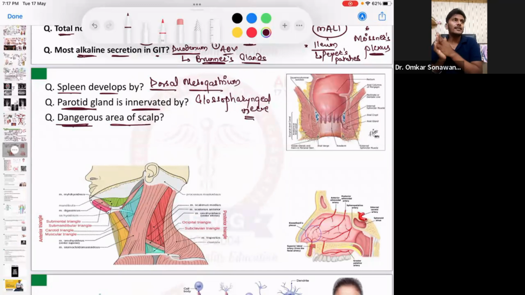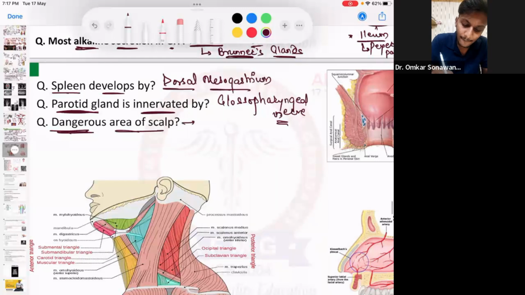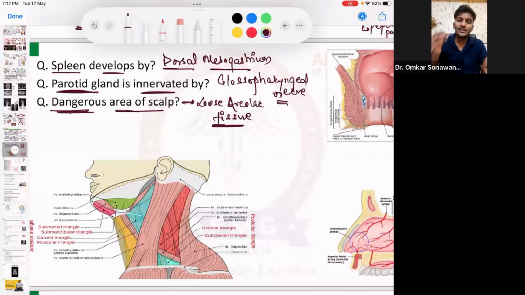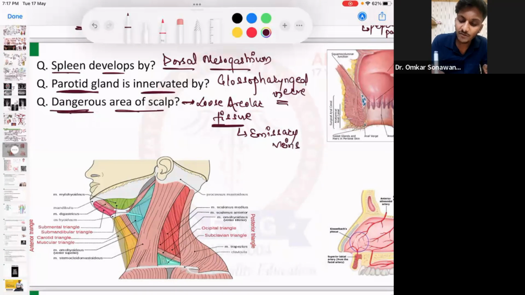Okay. So the dangerous area of the scalp, out of all these layers, contains the emissary veins. Which area contains the emissary veins? Loose areolar tissue. So the most dangerous area of the scalp is the loose areolar tissue because it contains the emissary veins. There can be damage or transmission of infection, so because of both it is the most dangerous area of the scalp. No problem, remember this.